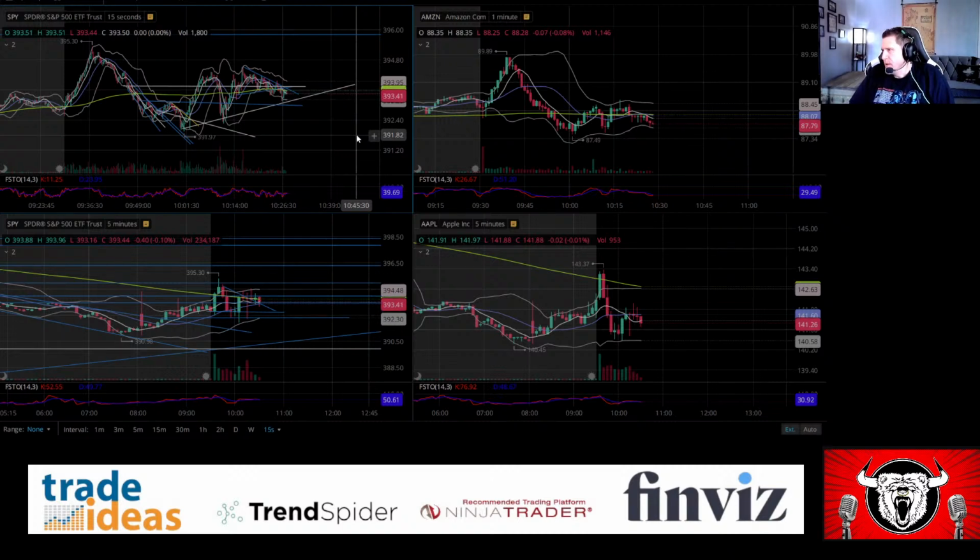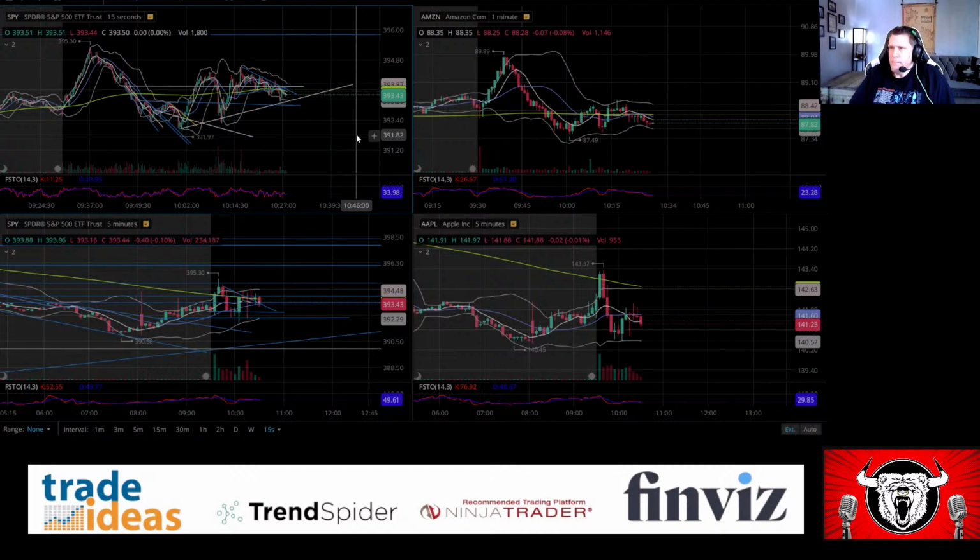And Amazon is starting to look a lot like a bear flag. Oh boy, Apple is too. It might be ready to tip over. That could be it. Lots of wicks there, again into that mid-range of the 15-minute opening range, the midline that I have.